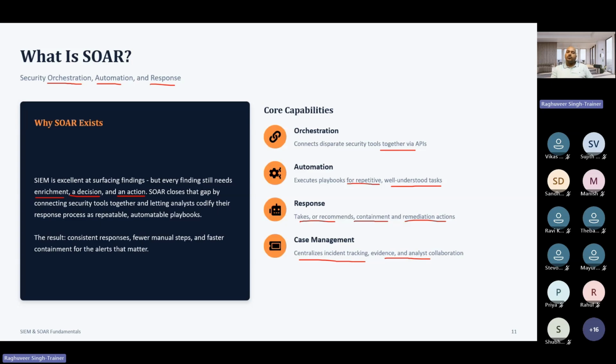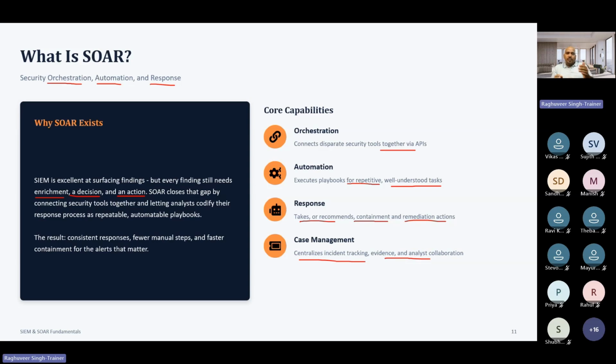So that's what SOAR examples are. SIEM is responsible to raise an alert on certain suspicious activities. SOAR workflows will pick that up as a trigger. It will perform queries, look into the system, and look for additional avenues. It will perform enrichment if required. And then finally, it will take an action, close the case and manage case management. That's what SOAR is all about.